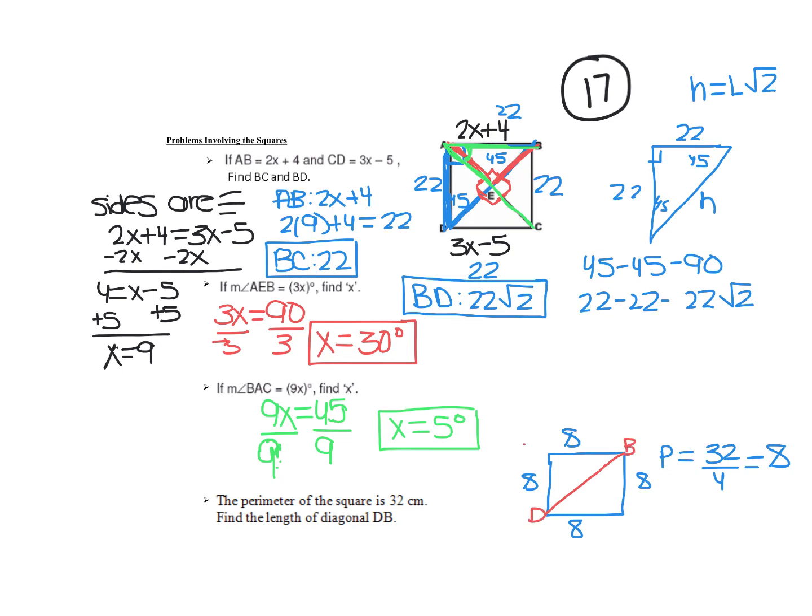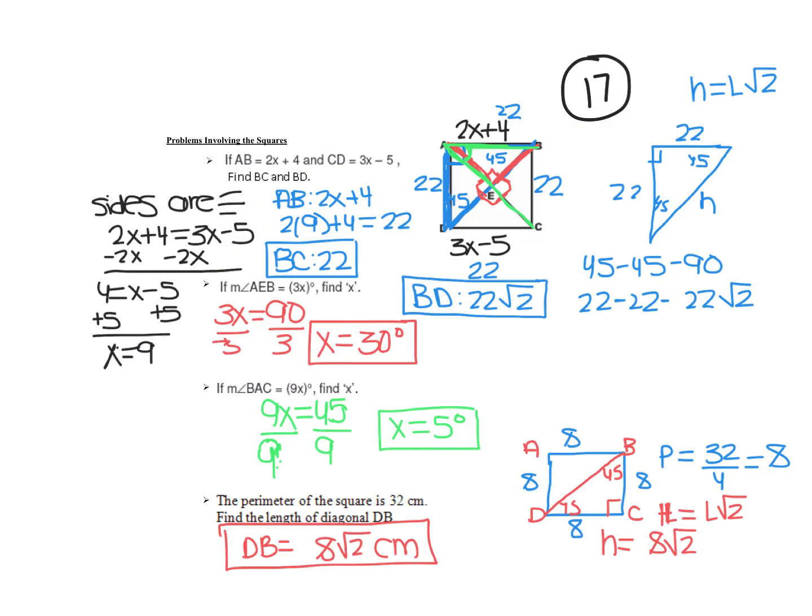Okay, so again, we know that this is a 45, 45, 90. So if my legs are each 8, then my hypotenuse, which is the diagonal, has to be 8 radical 2. Now, if you notice here, some of those we've actually done before when we did all the shortcuts for 30, 60, 90, and 45, 45, 90.